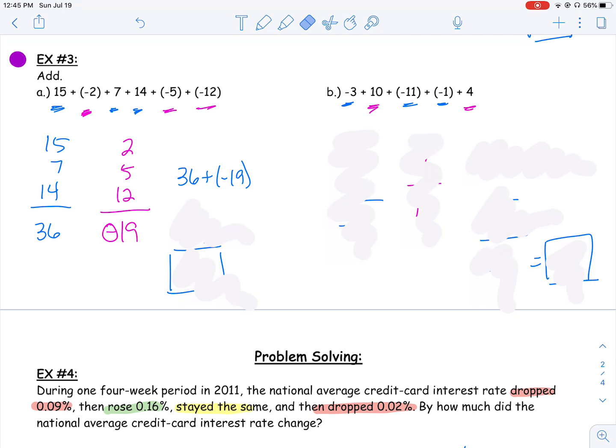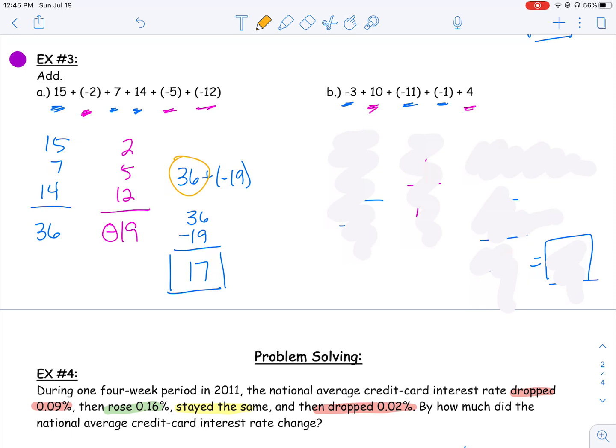And now I have two numbers where I can use the rule that if I have a positive number and a negative number, I can really subtract the two, so 36 minus 19, and keep the sign of the bigger number, which is positive. So 36 minus 19 is 17, and since my 36 is the positive, the bigger number is positive, my answer is positive 17. So just a way to keep myself organized with positive numbers versus negative numbers. Why don't you try example number 3b on your own? Pause the video, organize them into positives and negatives, and see if you get the same final answer as I do.